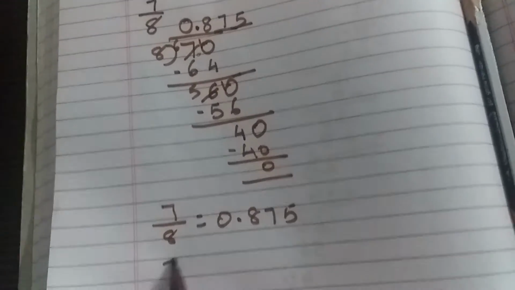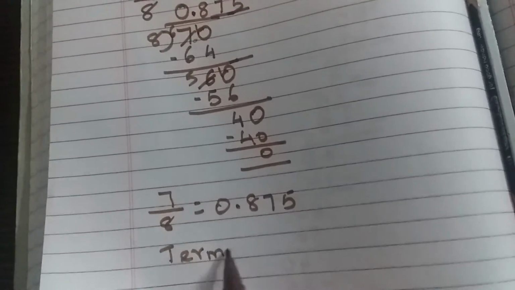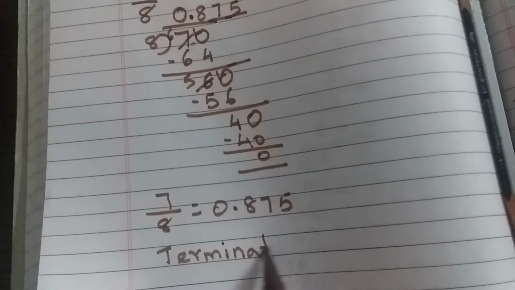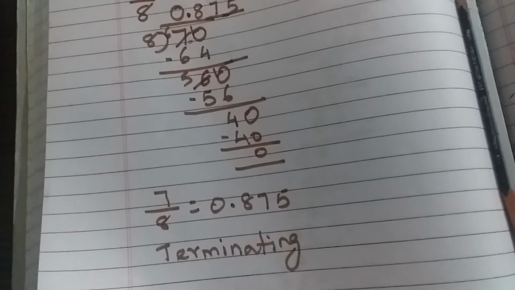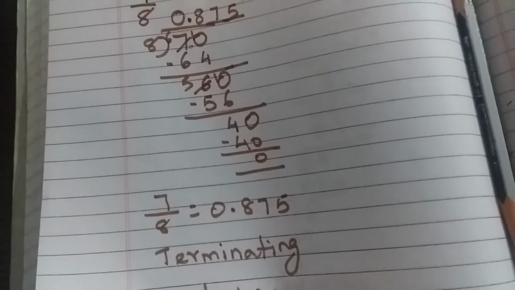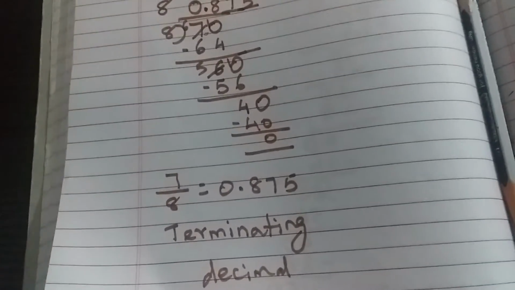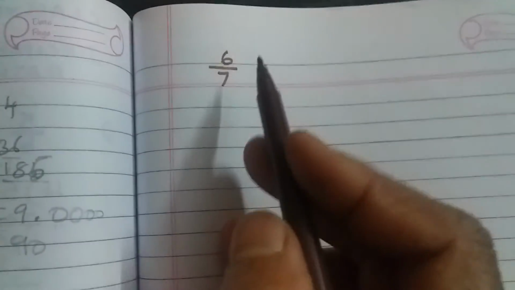So there also the sum comes to an end. Therefore this is also a terminating decimal. This decimal is called terminating decimal, because it has an end, the remainder becomes 0, the division comes to an end. So it is called terminating, it has an end. Now we'll see another example, that is 6 by 7.